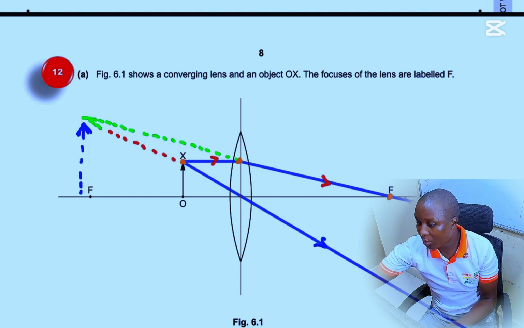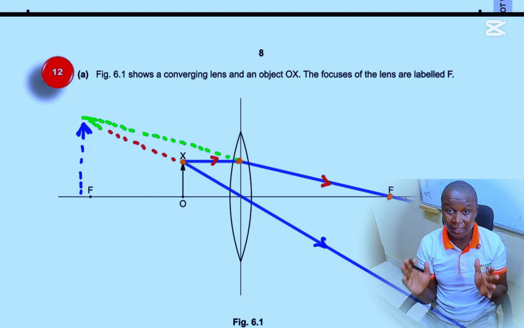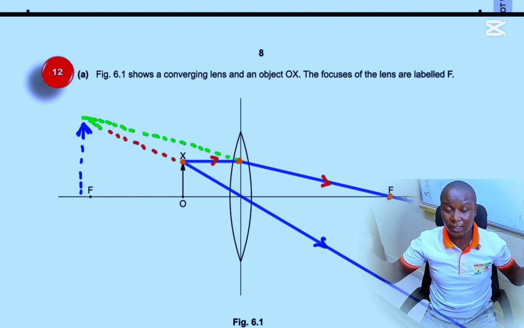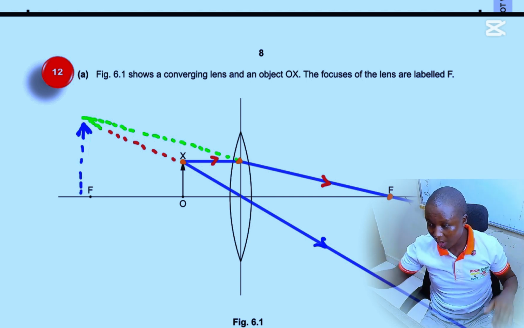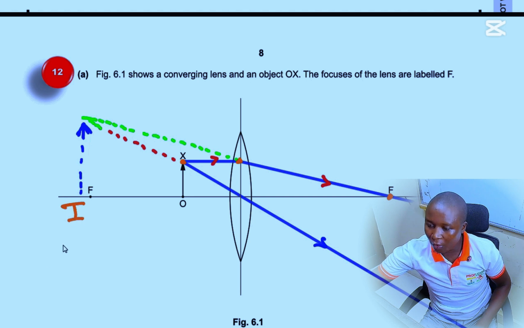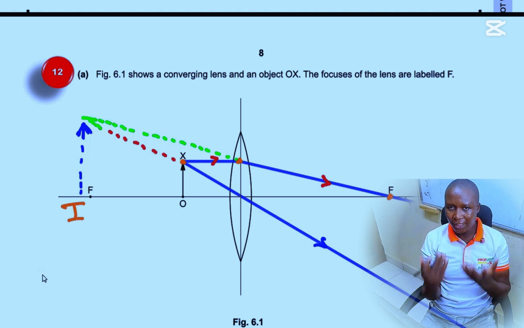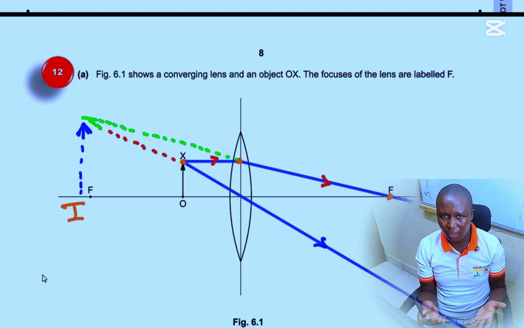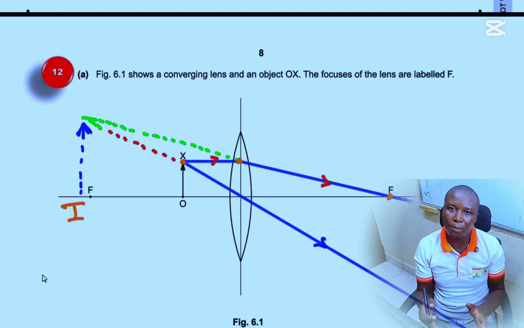You can see these two rays will never meet anywhere. They are diverging, diverging and diverging. So the only way we can have our image is by extrapolating the lines backwards, and the image is going to be formed at these given points. So this image has been formed by virtual rays. This image cannot be formed on a screen.